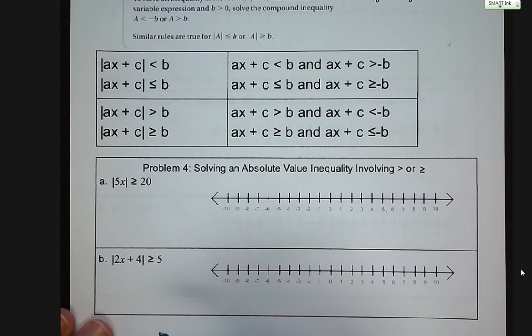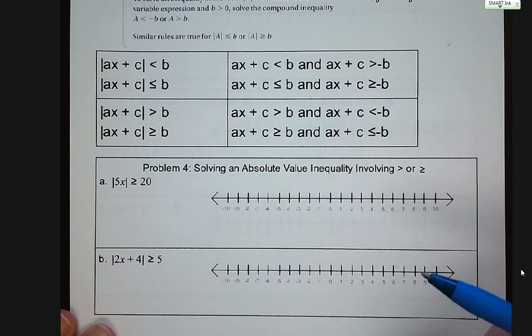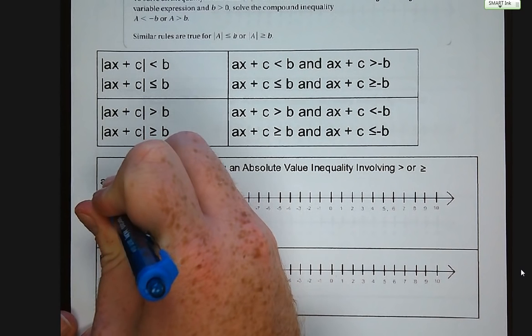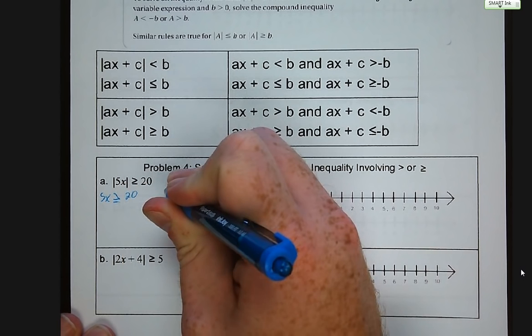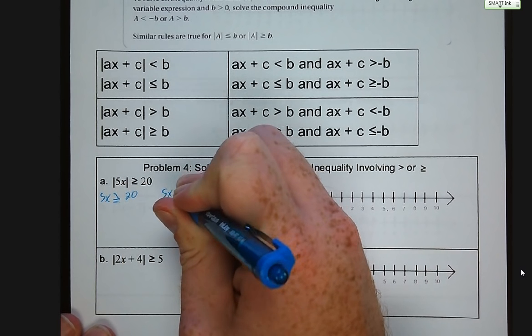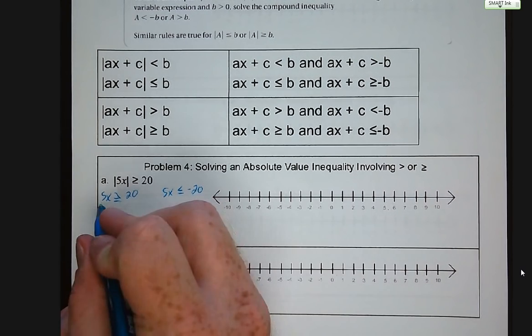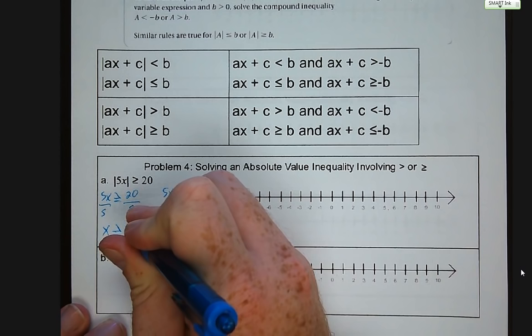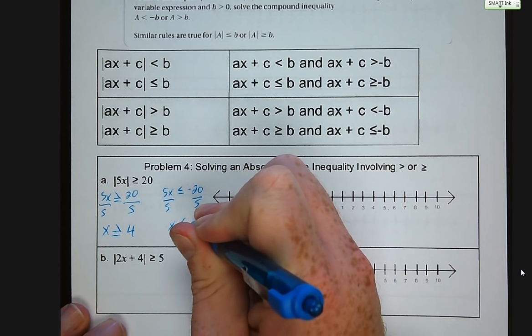All right, so let's get to it. Actually, I was pointing to the wrong example. We're doing greater than or equal to, so the bottom set of rows. All right, so let's separate it out. We have 5x is greater than or equal to 20. And you have 5x is less than or equal to negative 20. All right, so we're going to solve each of these the same way. We divide both sides by 5. So x is going to be greater than or equal to 4. Divide by 5. x is less than or equal to negative 4.